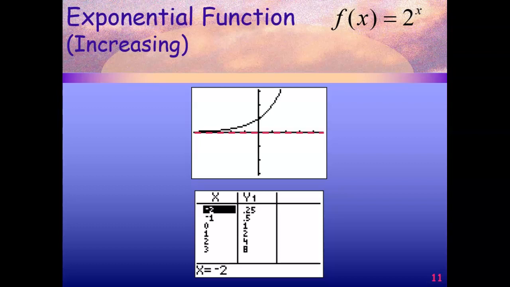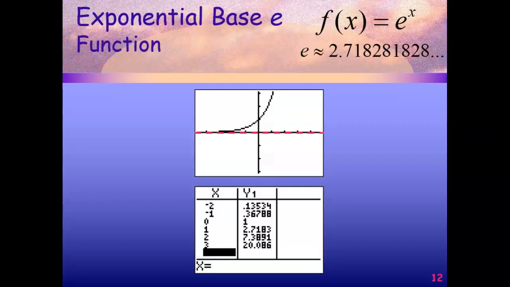So the most common ones we look at are 2 to the x, 10 to the x, and e to the x. All right, exponential base e, so that's e to the x. So again, an increasing function. The approximation for e is 2.718281828, and a whole bunch of other stuff. It goes on forever. So that's just one of those numbers. And just like pi, we use the letter e as a symbol that represents that non-terminating, non-repeating decimal.